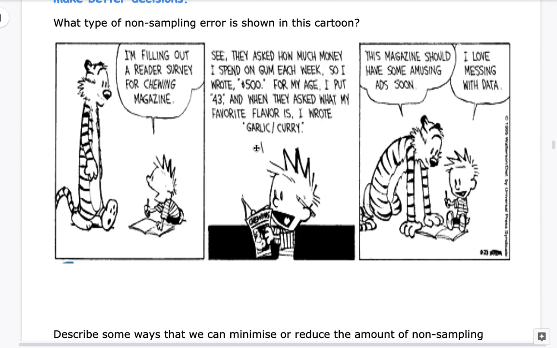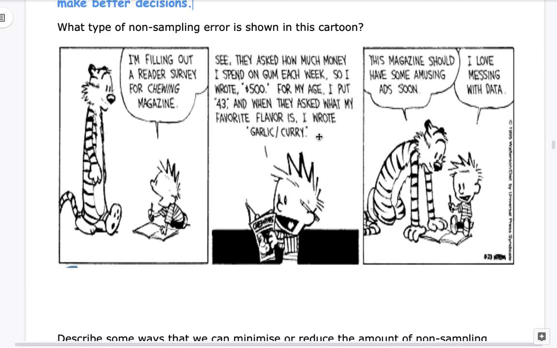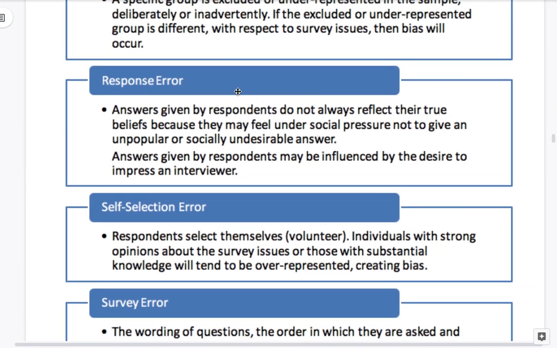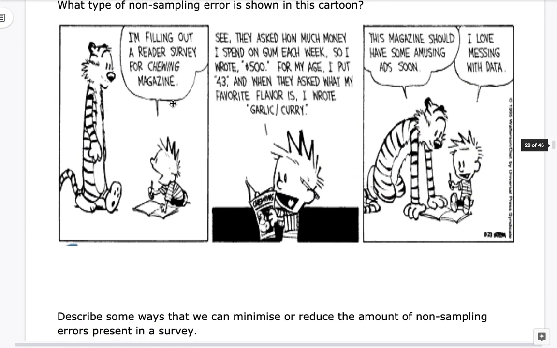So this is looking at the idea that the answers he's given are not truthful answers. Okay, he doesn't spend $500 a week on gum. He isn't 43 years old. So this would be a response error, in that the responses he's given are incorrect. Okay, so that's an example of response error. His answers are not truthful.